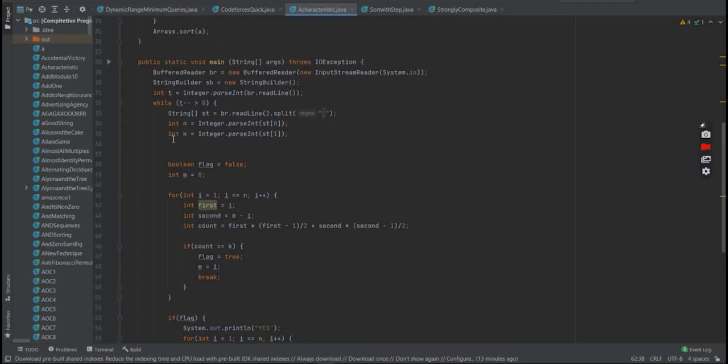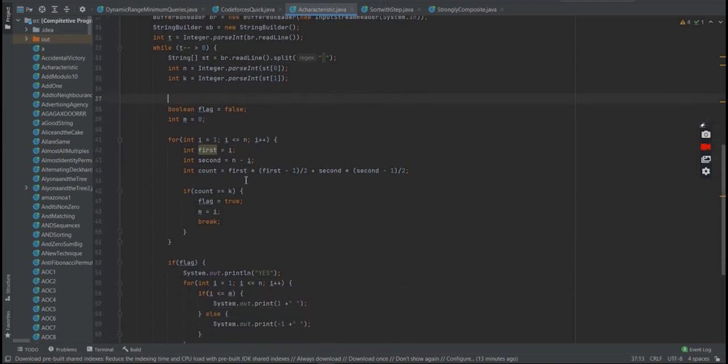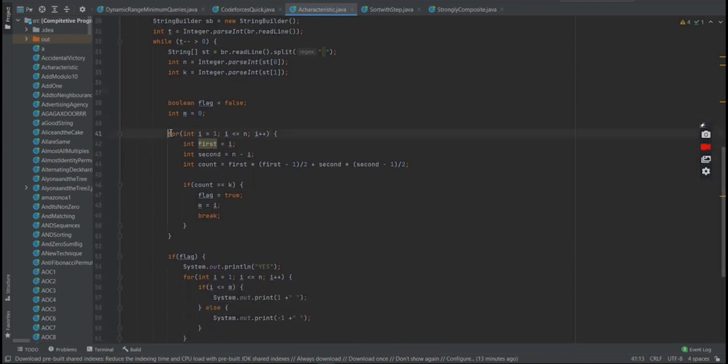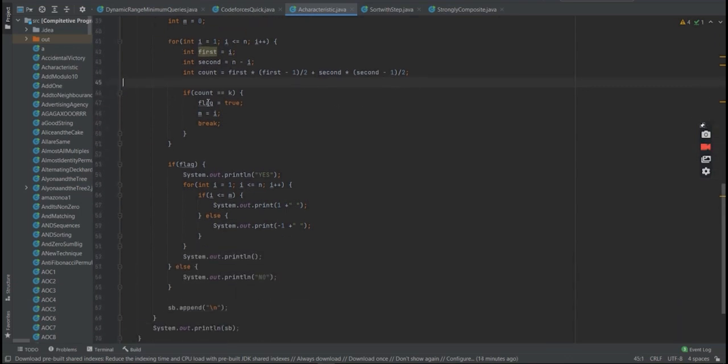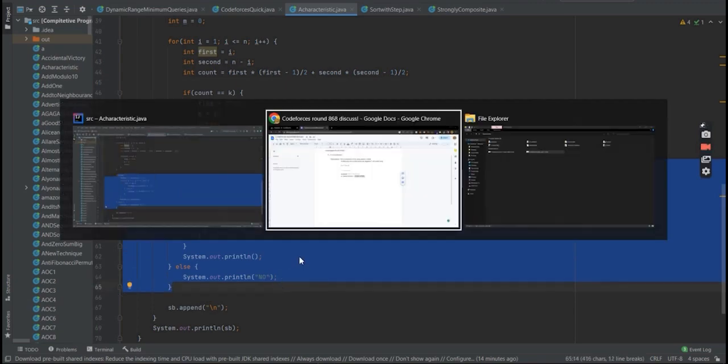It is pretty standard. I have inputted the n and k, and this flag represents if there exists an arrangement for which the answer is yes, earlier it is false. And here we are traversing every position, and in the prefix we are going to place 1, and in the suffix we are going to place -1, and if they are equal to k, we break the loop and print the array. And that's pretty much it about the first problem.